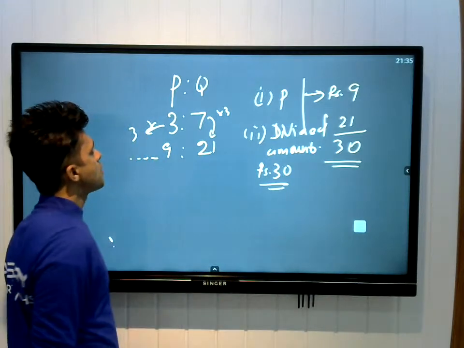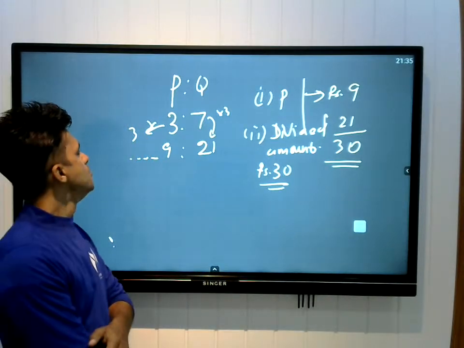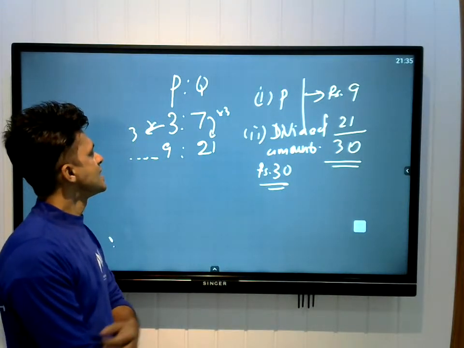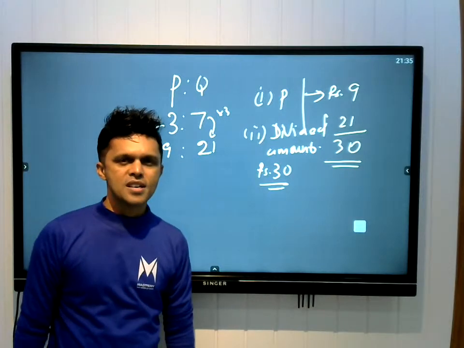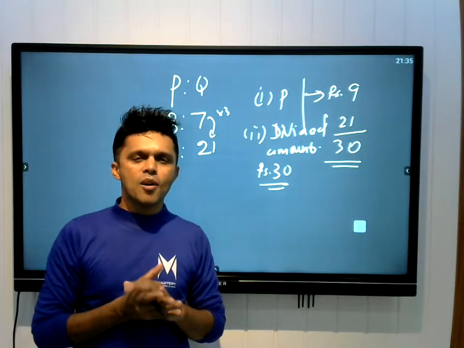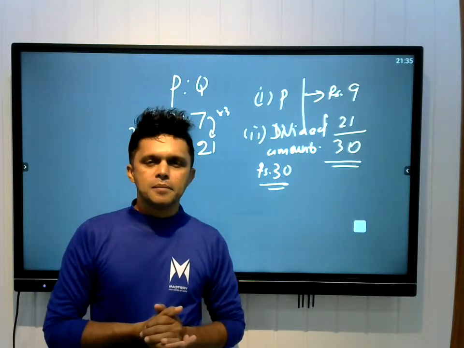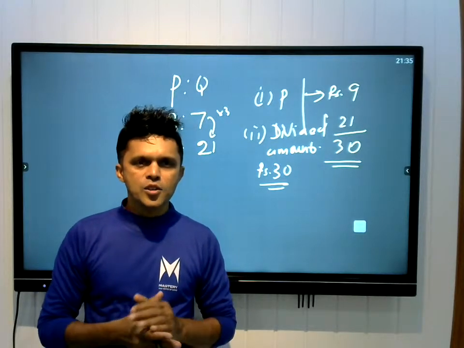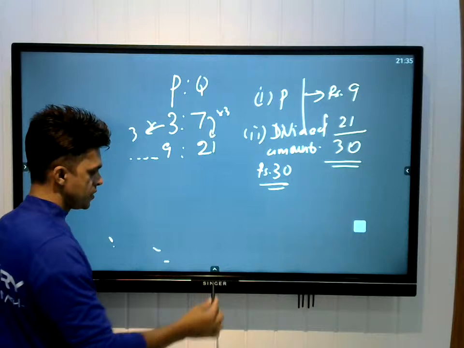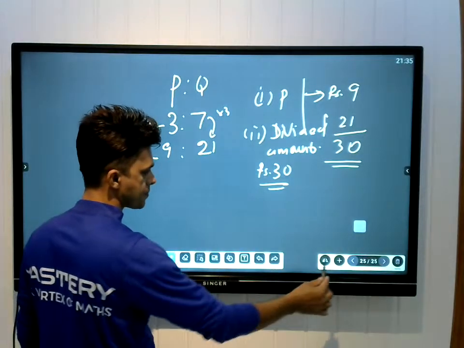The amount taken by P is 9, Q 21. So the divided amount is 30 rupees. Okay. We can do another one of this type.